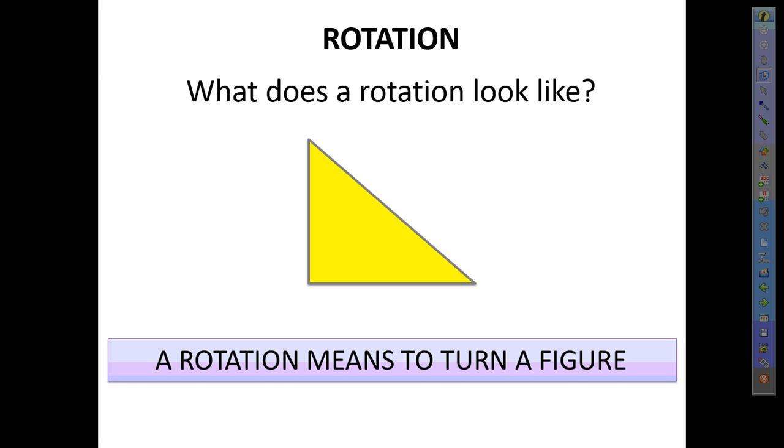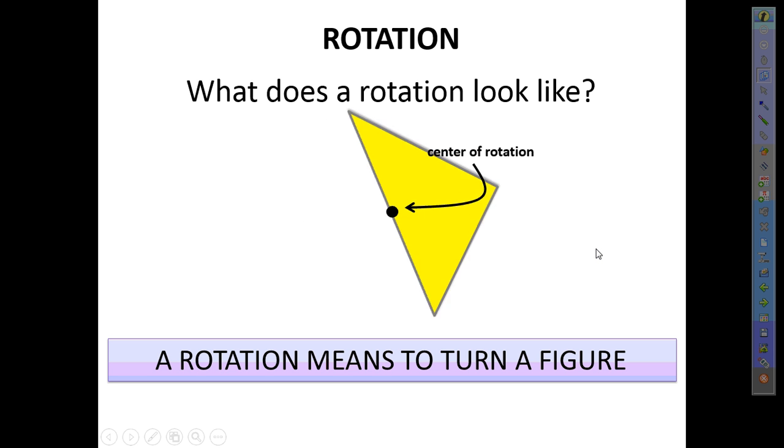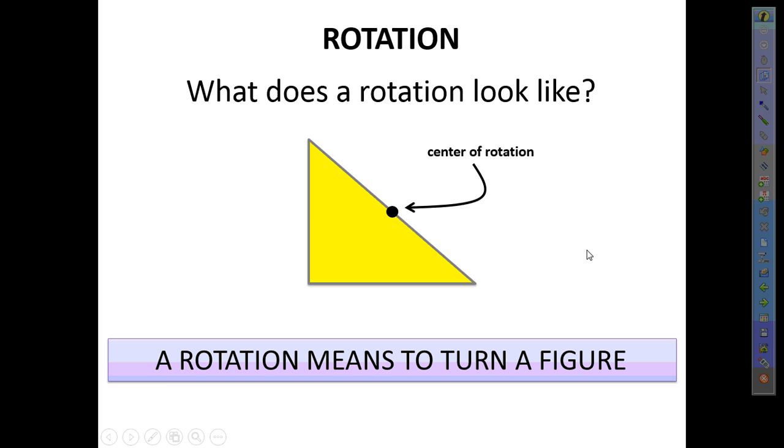So what does a rotation look like? Rotation means to turn it. So if we take this triangle, and this is the center of rotation, we want to spin it around this point, it would spin like that. That would be rotation. And stopping it anywhere along that path would be some form of a rotation.